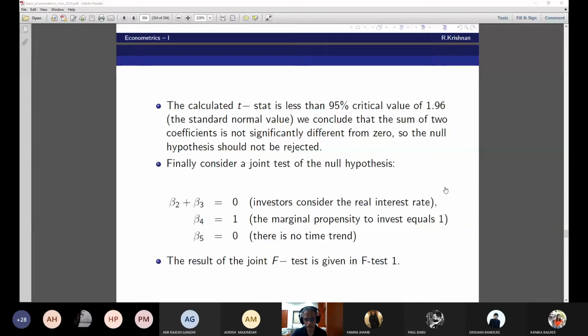Yes, sir. Hello. Did you get this F test, the R matrix, and how we designed the R matrix to test the hypothesis jointly? No, sir. I have to look at it again. Do you have the output with you? Yes, sir. Now check the R matrix.